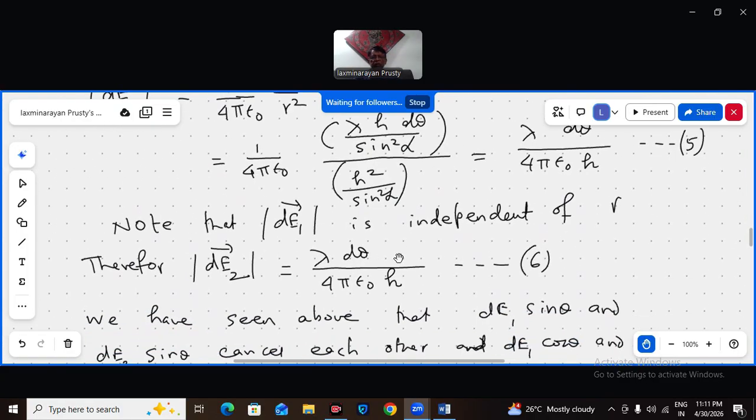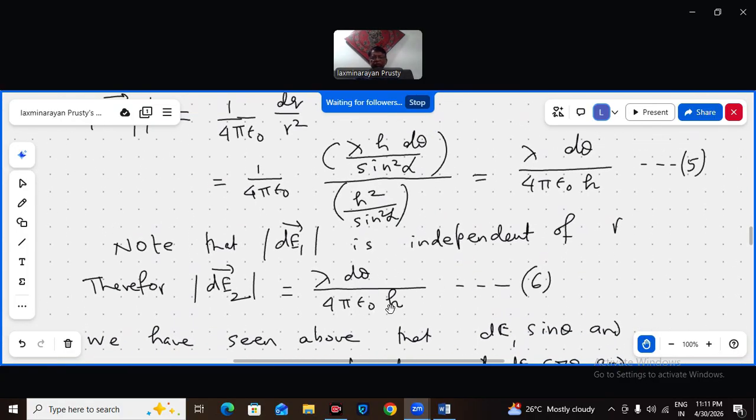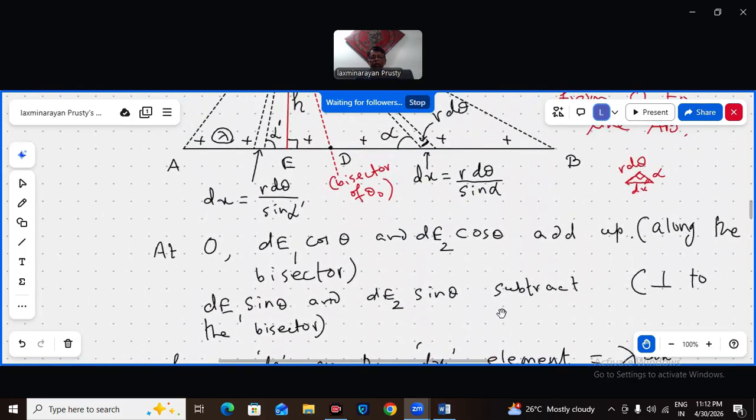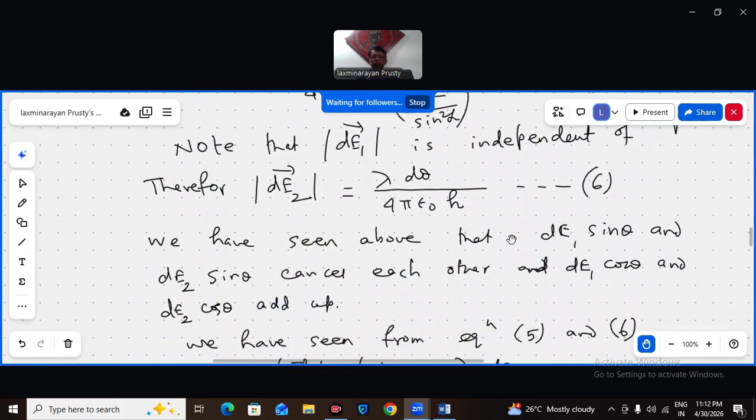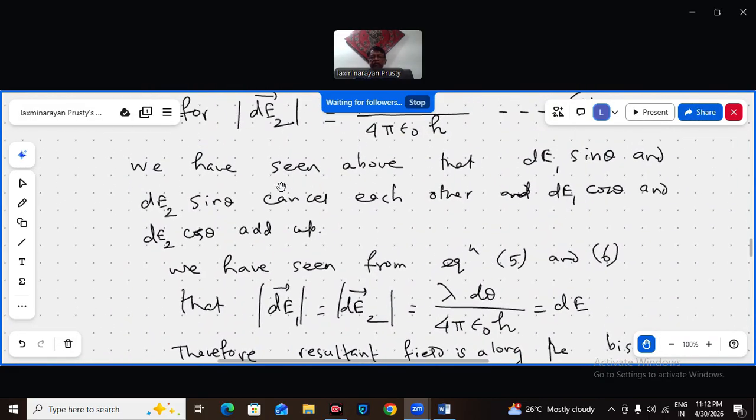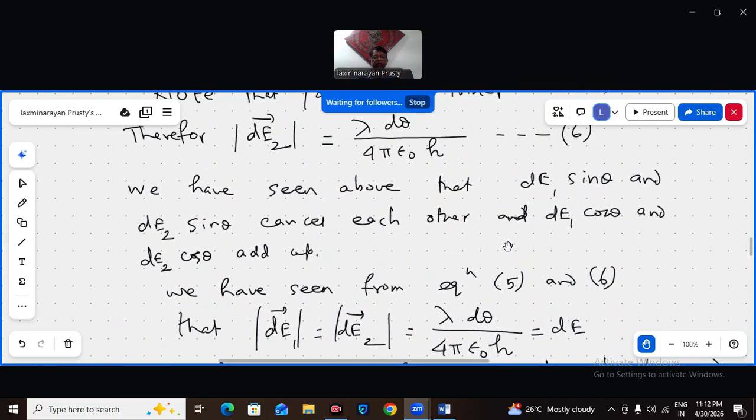So dE2 will be lambda d theta by 4 pi epsilon 0 h, just like dE1. So they are equal now. When I said they will subtract, dE1 sin theta and dE2 sin theta, I have now proven that dE1 is the same as dE2, equal in magnitude. So they will simply cancel out. So we have seen above that dE1 sin theta and dE2 sin theta cancel each other, and dE1 cos theta and dE2 cos theta add up.